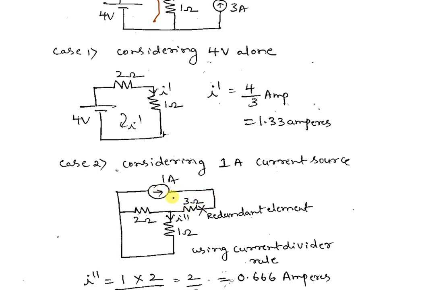You know that this current will flow. Redundant means nothing, but it's not going to affect anything. This 1 amp will go like this up to here. It will be 1 amp only to here. Left side of this 3 ohm up to here, it is 3 ohm.